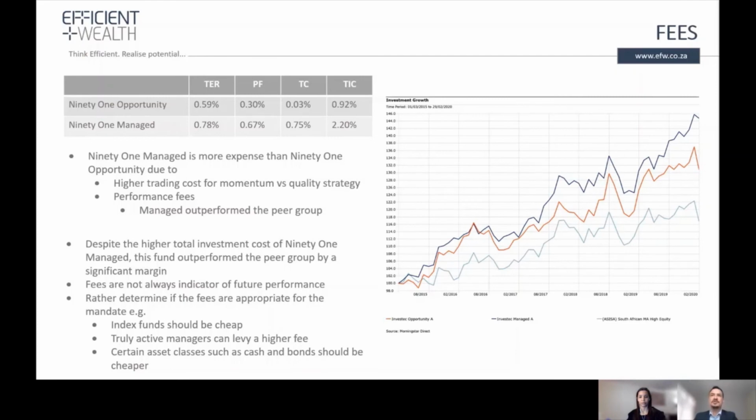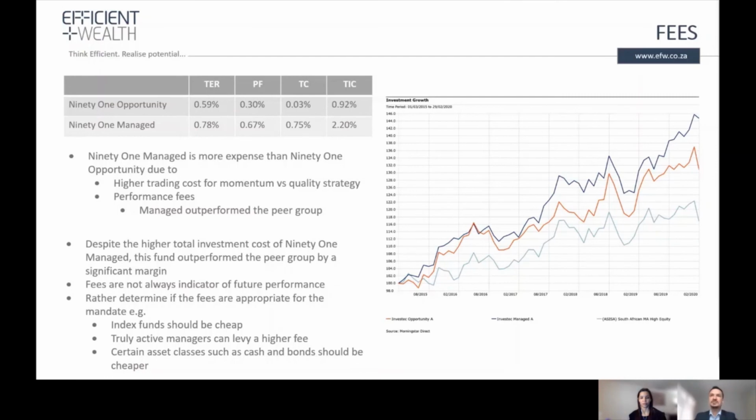Within 91 Opportunity, they tend to buy stock and hold it for the long term, and therefore the cost is lower. So the total fee for 91 Managed is more than double that of the 91 Opportunity fund. But despite the higher fee, 91 Managed outperformed 91 Opportunity during the last 5 years. So it's important to note that a high fee is not an indicator of future performance, and what is important here is to understand what you pay for.